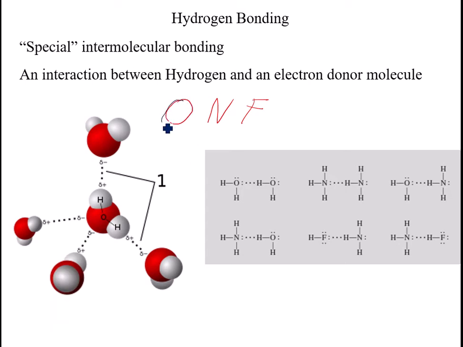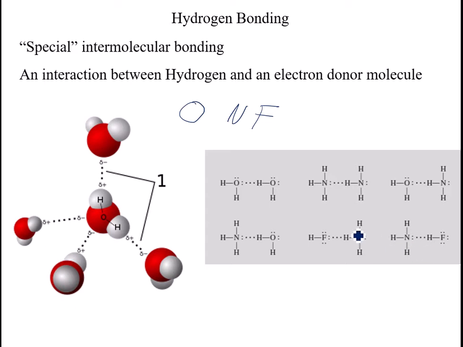Okay, so again, oxygen, nitrogen, and fluorine. If I look here, this is an oxygen being the donor atom to the hydrogen of another water. Here's nitrogen being the donor, ammonia being the donor to another ammonia with a hydrogen. Here's oxygen being the donor to hydrogen of the ammonia. Here is nitrogen being the donor to hydrogen. And this is HF, fluorine being the donor to the hydrogen of ammonia, or nitrogen being the donor to HF.